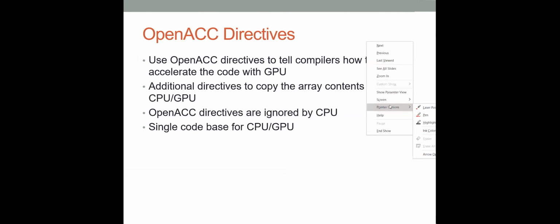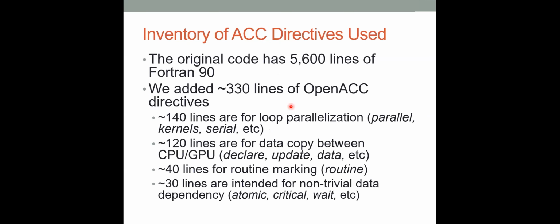So our strategy was using OpenACC directives to tell compilers how to accelerate the code with GPU. And we need to add additional directives to copy the arrays between CPU and the GPU. And these directives are ignored by the CPU compiler, so we can have a single code base for CPU and the GPU. And our result is that we have two codes. One is written in Fortran 90. It has about 5,600 lines of code, and we add about 330 lines of OpenACC directives.